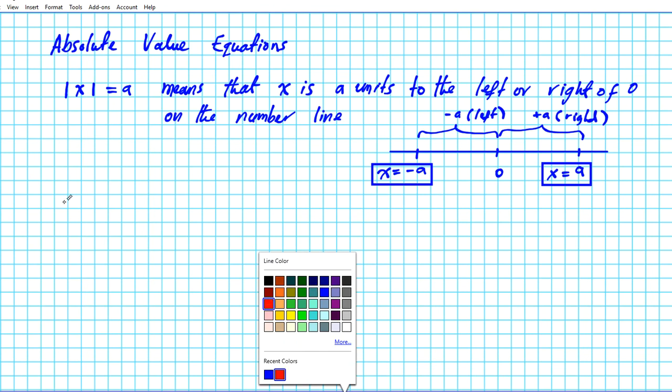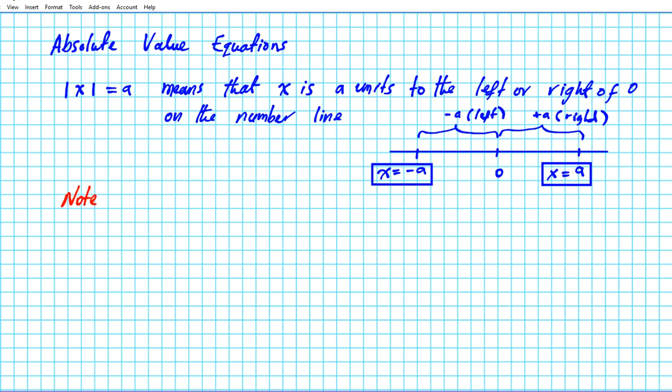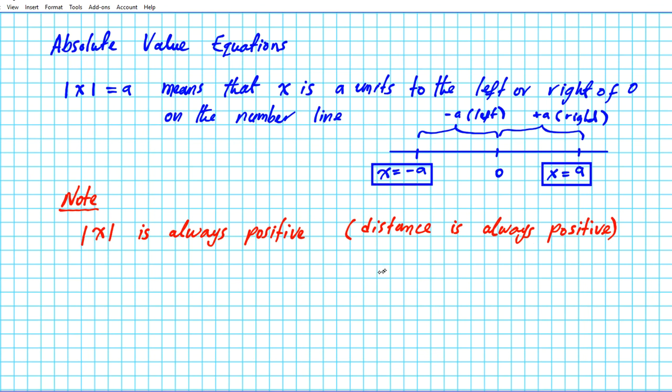Now there's another point that you want to keep in mind, very important. One thing to note is that the absolute value of x is always positive. Why is that? It is because this notation represents a distance, and distance is always positive. Think about your weight, for example, or your age or your height. Those are always positive. There's no such thing as a negative weight or negative height. So the absolute value quantity is always positive.